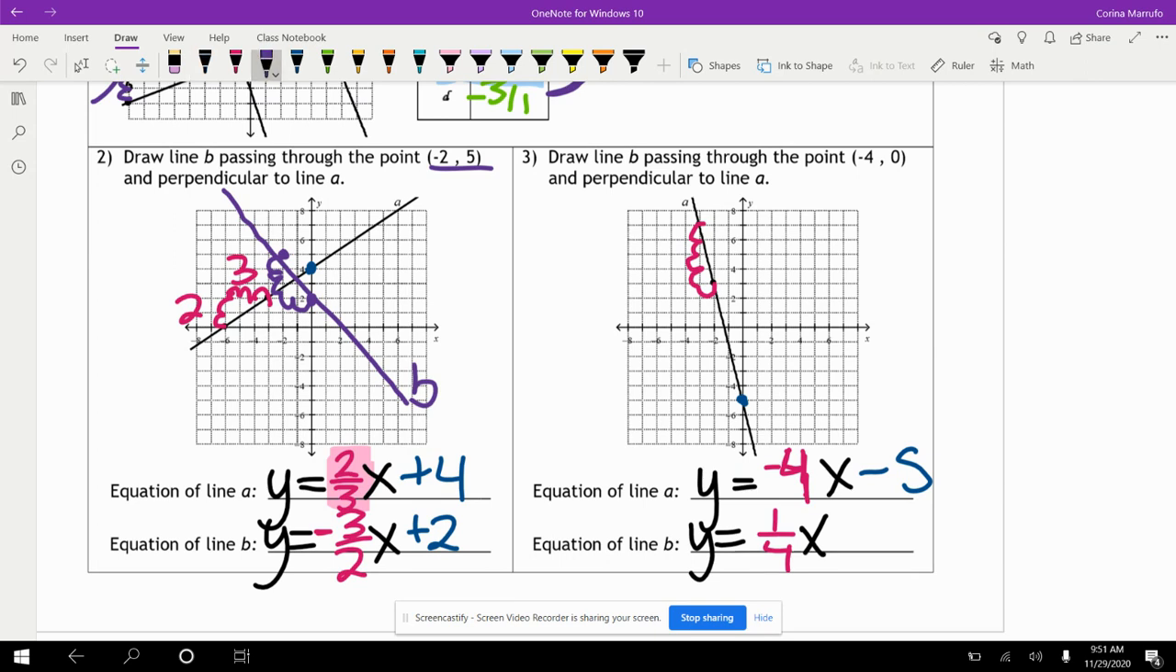Okay, so they tell us it has to pass through -4, 0. So -4, 0 would be right here. And then we're going to count a slope of up 1 and to the right 1, 2, 3, and 4. And this is going to be our point, our line. And that makes our y-intercept a positive one.